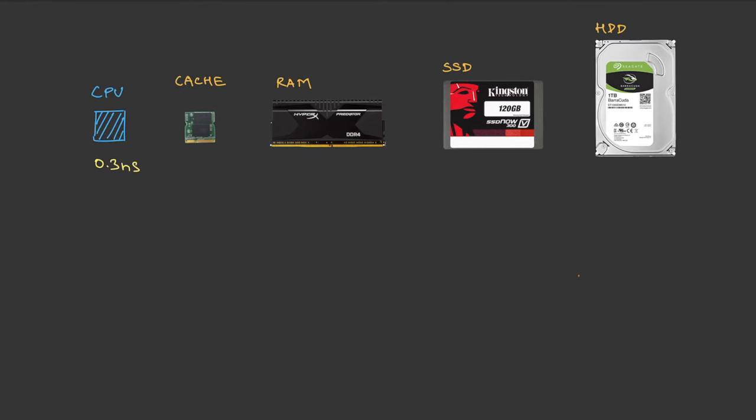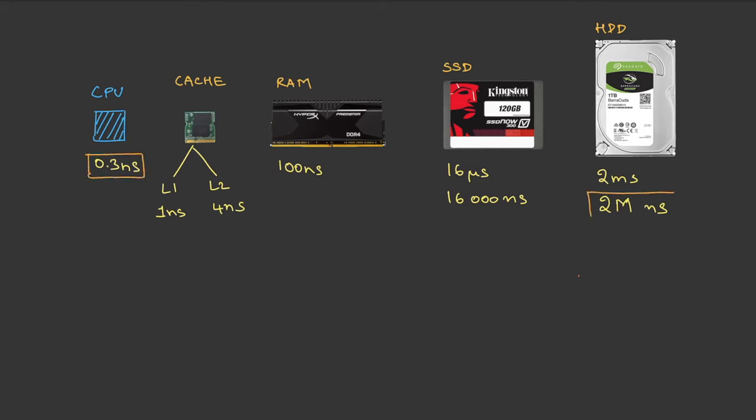Now, when the CPU makes a request to the cache, for L1 cache, the memory access time is about 1 nanosecond. And for L2 cache, it is about 4 nanoseconds. And for RAM, it takes about 100 nanoseconds. SSD, it's about 16 microseconds, or I can say it as 16,000 nanoseconds. And the hard disk drive, it's about 2 milliseconds. Or if I convert it into nanoseconds, it is 2 million nanoseconds. Look at the speed of CPU. It hardly takes 0.3 nanoseconds. But look at hard disk. It is taking 2 million nanoseconds. That is pretty slow, isn't it?